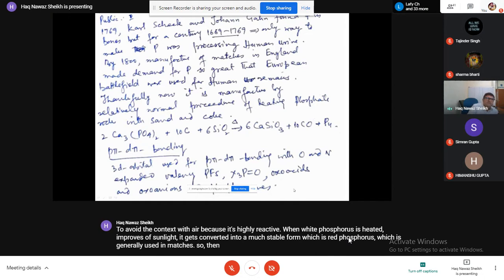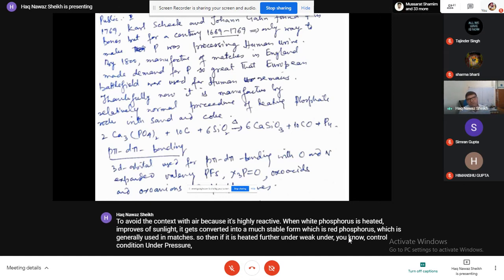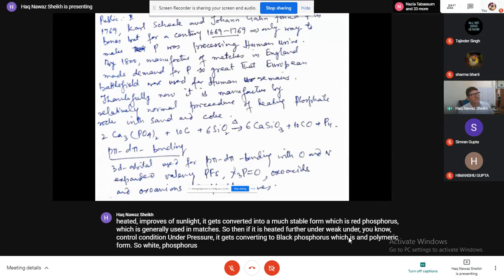So then, if it is heated further under controlled condition under pressure, it gets converted into black phosphorus, which is a polymeric form. So white phosphorus and red phosphorus, they are tetraatomic. The P4 units, the phosphorus exists as P4 units.